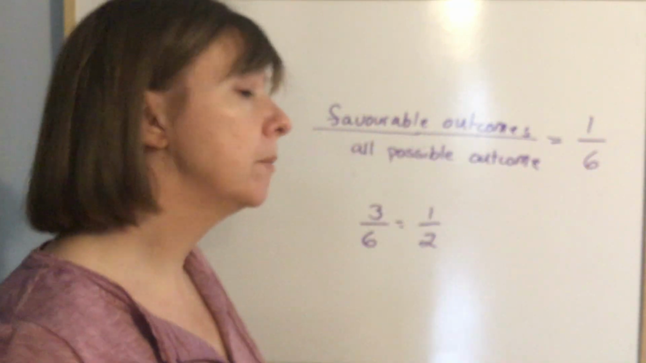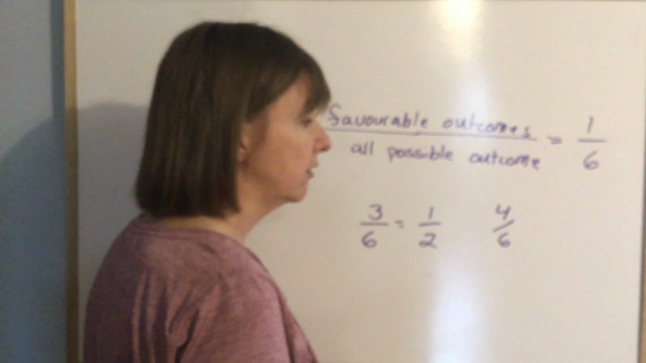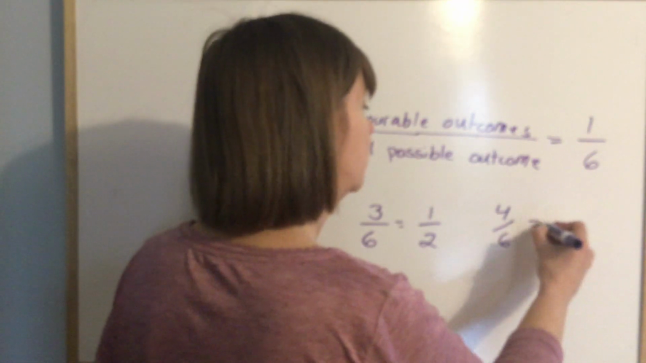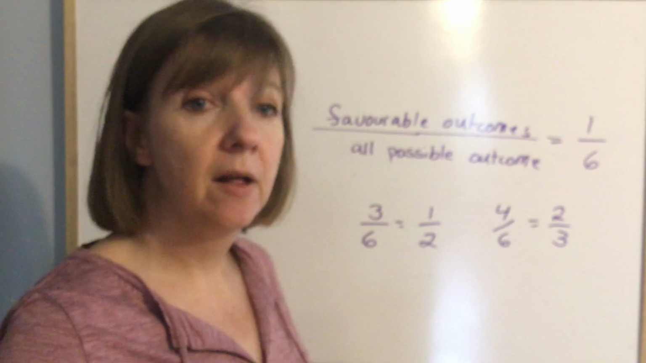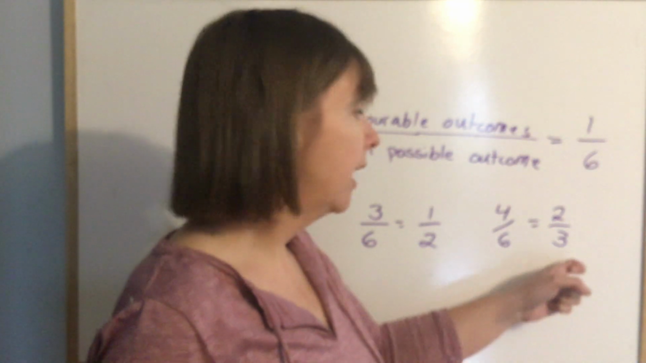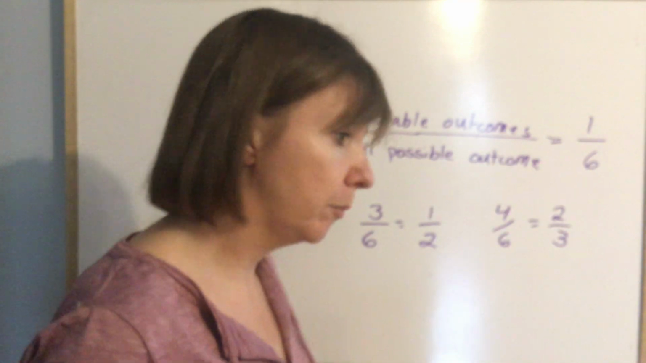So there's 4 numbers on the die that are prime numbers. So there's a 4 out of 6 chance. If the fraction is reducible, you should reduce it. So there's actually a 2 out of 3 chance. So in theory, in a perfect world, for every 3 times I roll the die, 2 of them I would get a prime number.